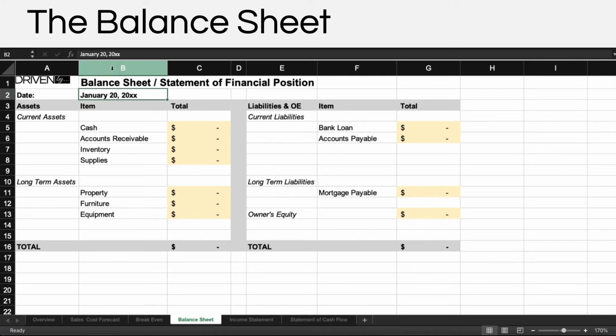Start by entering the specific date, month, and year that you are creating your balance sheet on. First, you want to identify how much cash you have on hand. If you have a business account, how much money is in there?